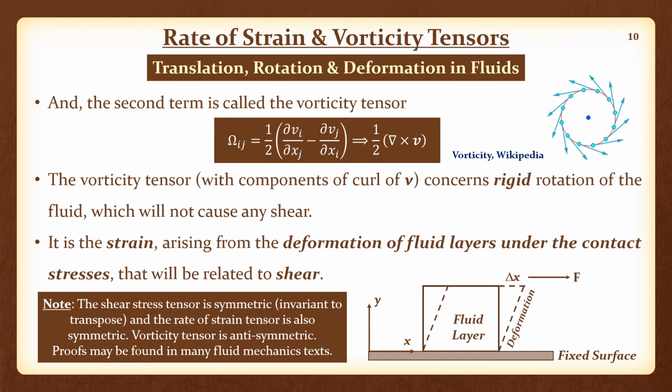All right. So this is rotation of the fluid as if it is a rigid body, and that will not cause any shear, that will not cause any friction, and therefore this term is not going to contribute to the shear stress. Therefore, the shear stress is going to come from the rate of strain tensor, which arises from deformation of the fluid layers under contact stress. This was what we were talking about when we were talking about sliding.